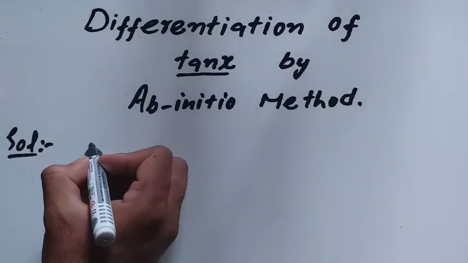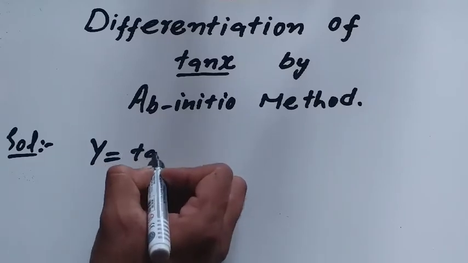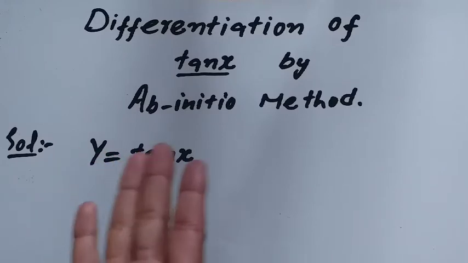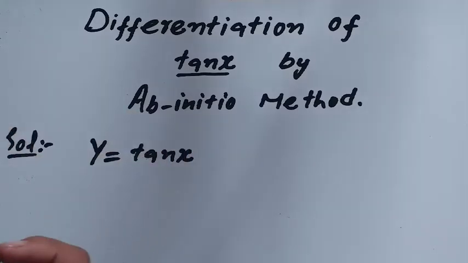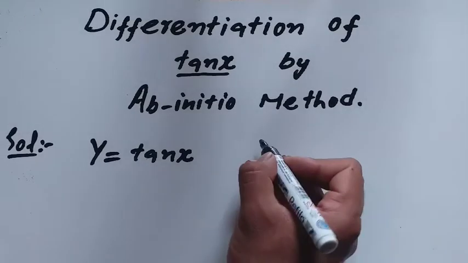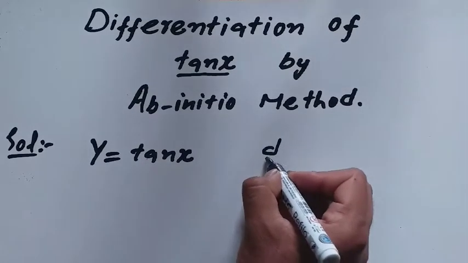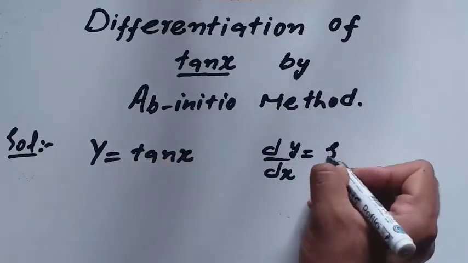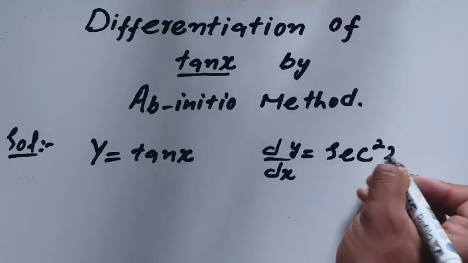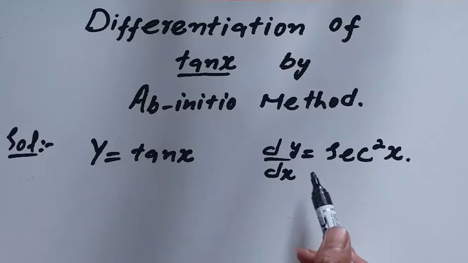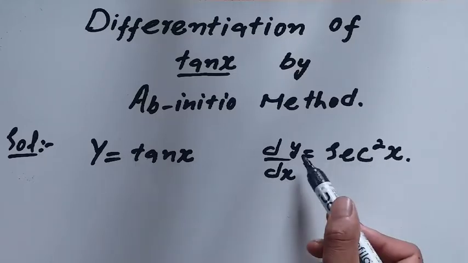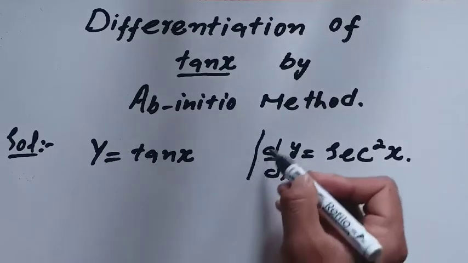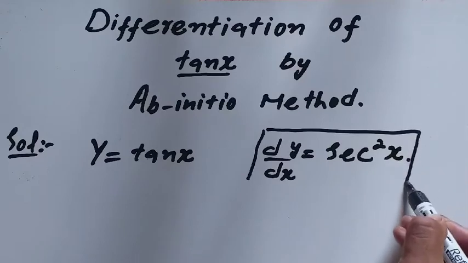We have given function that is y is equal to tan x. This is our given, and we are going to find its derivative. As we already know, in general we can write its differentiation, that is dy divided by dx comes out to be sec square x, but we are going to prove this dy by dx of y is equal to tan x by ab initio method. We are going to prove this sec square x, differentiation of tan x, by ab initio method.